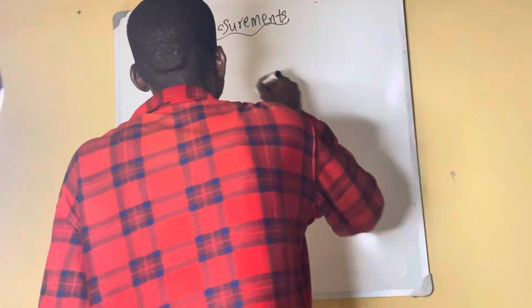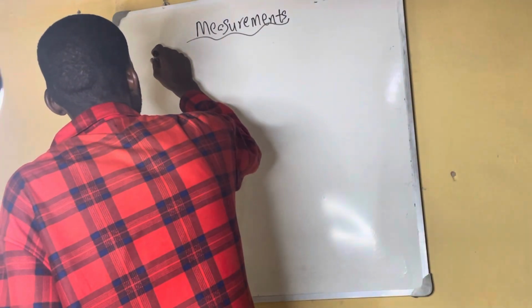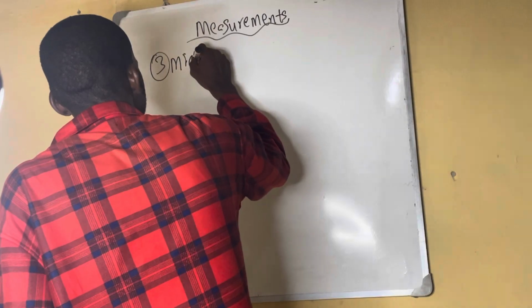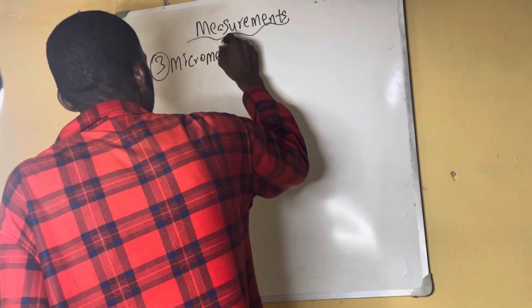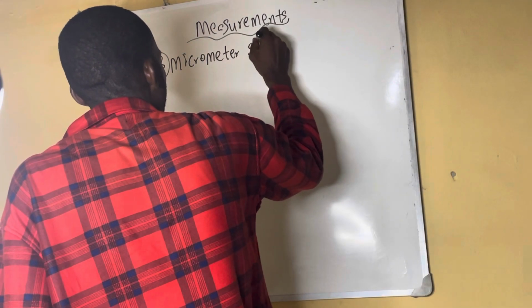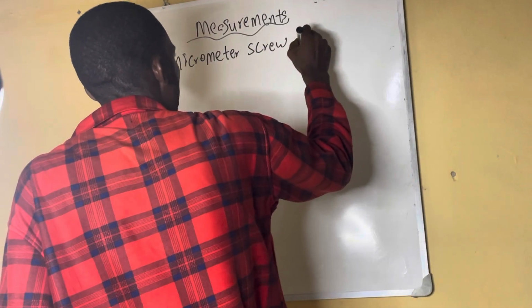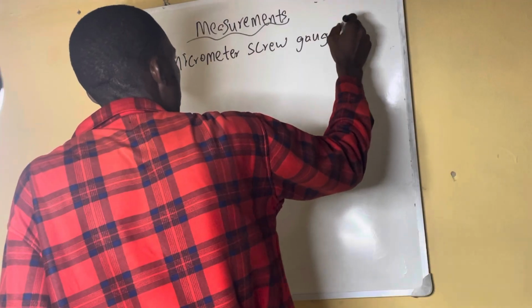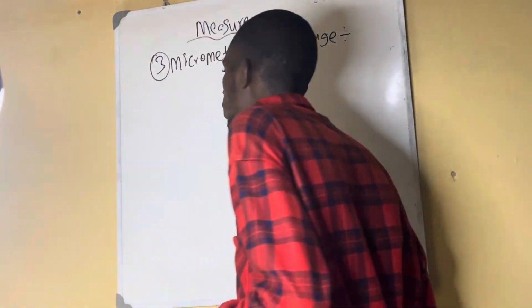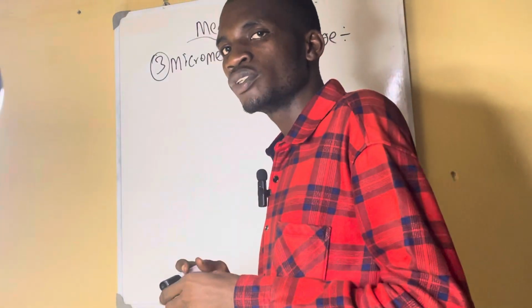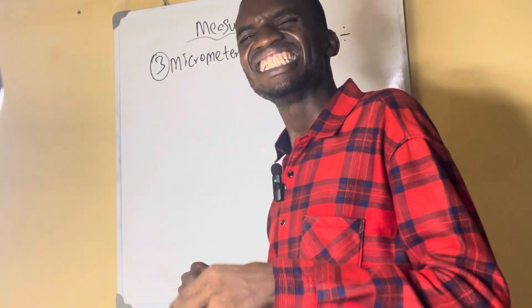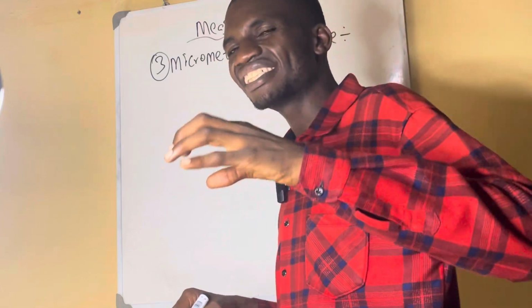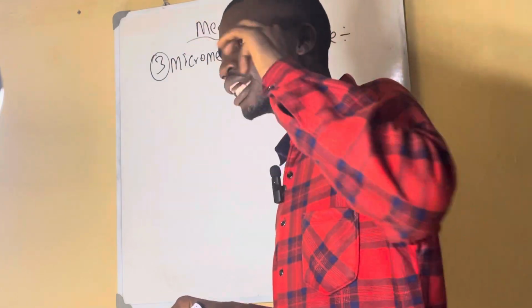So now let's take number one. This one is the last measurement, the third one: micrometer screw gauge. So now, what are we going to do here? What are you going to understand by this? This measures the diameter, dimension, or thickness of non-cylindrical objects.